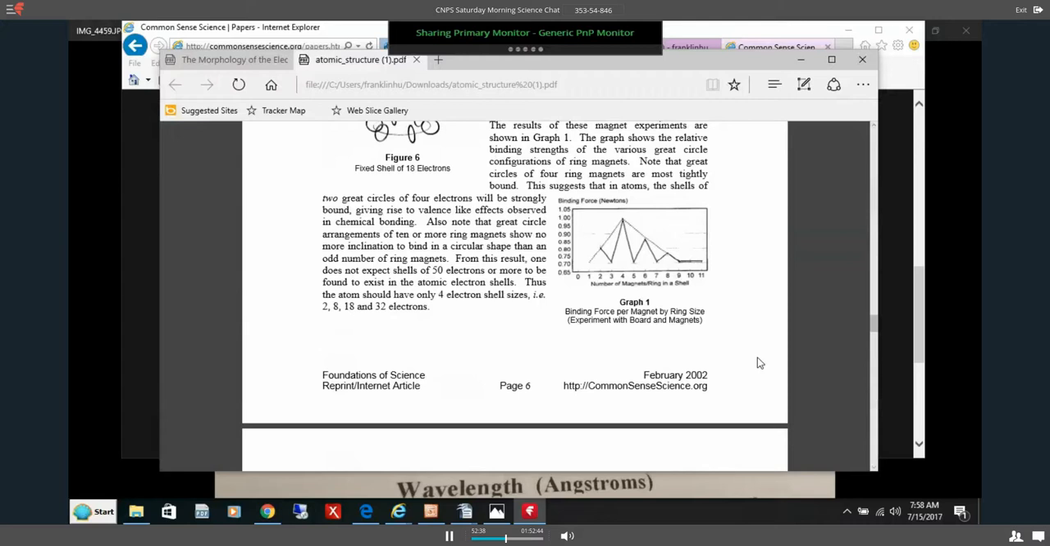Here's the measurement of the binding energy of the ring magnets in different structures. And you can see, actually, I think I misquoted this, but you can see the shell of 2 is not as strong as the shell of 8. The shell of 8 is the strongest. Then the 18 is weaker, and then 32, and then 50. And we measured that, and we had to build apparatus so we could properly measure it.